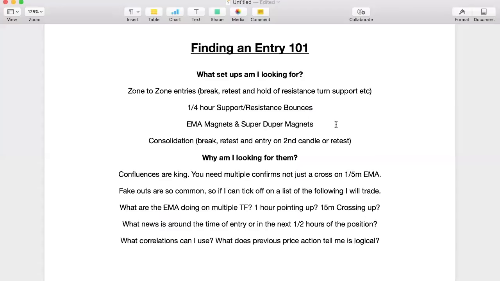You want to basically use it as a confirm to say, okay, higher time frames make sense. Okay, lower time frame makes sense as well. Okay, we've got a cross coming. So we know there's momentum. But what are my other confluences? And the reason I've got so many confirms is that fake outs are so common, especially with zone to zone and especially with consolidation. I'm waiting for that break and the retest.